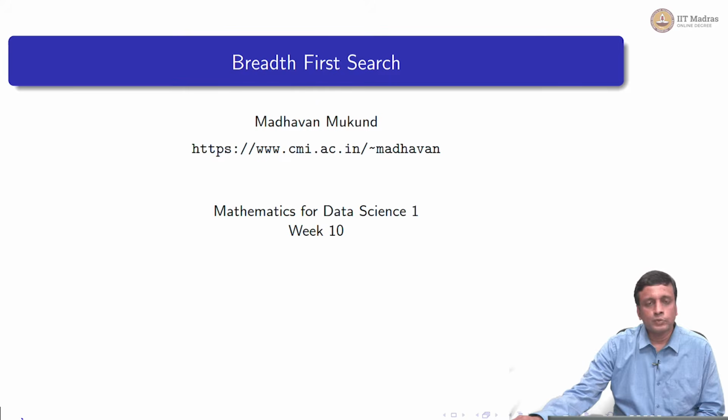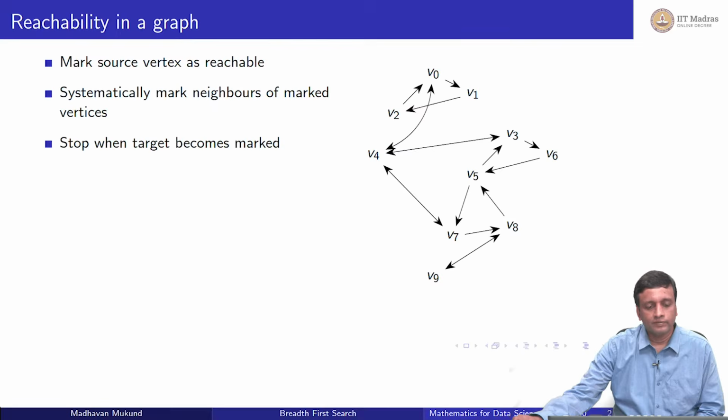So we have been looking at this question of reachability in a graph. We said that to find whether a target vertex is reachable from a source vertex, we systematically explore the graph. We mark the source vertex and then we go to its neighbors, mark its neighbors, and keep doing this systematically until the target becomes marked.